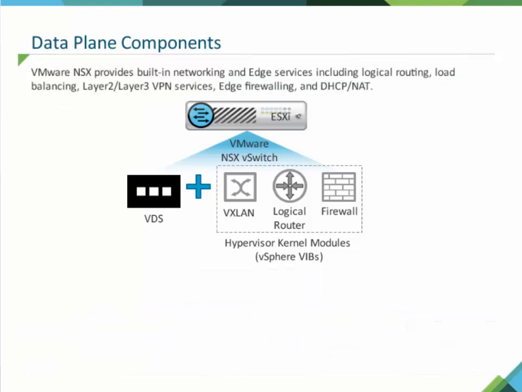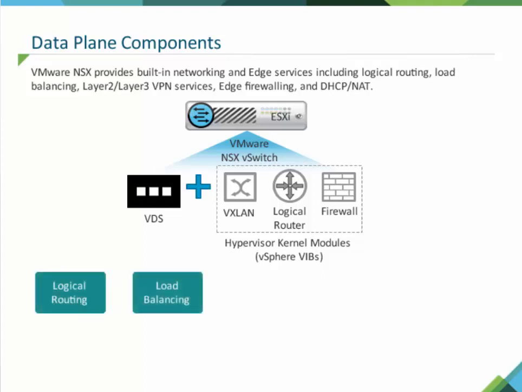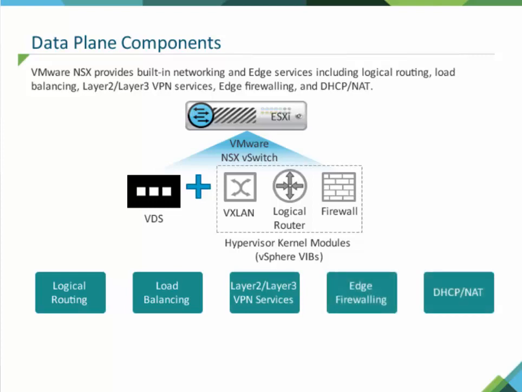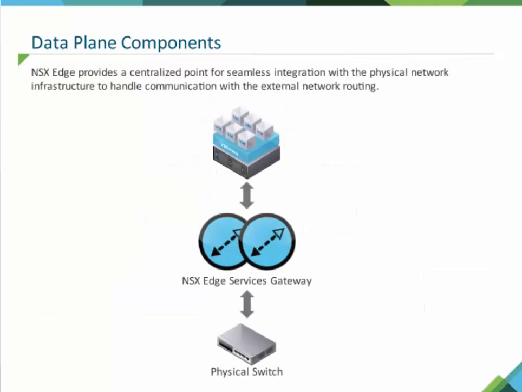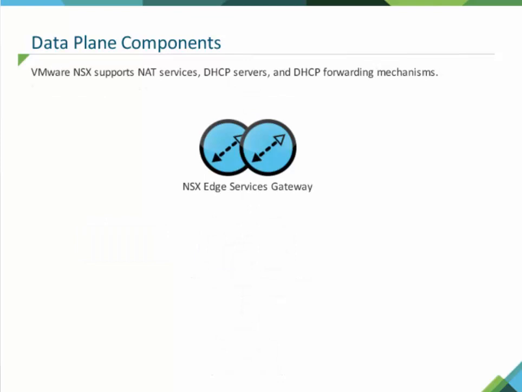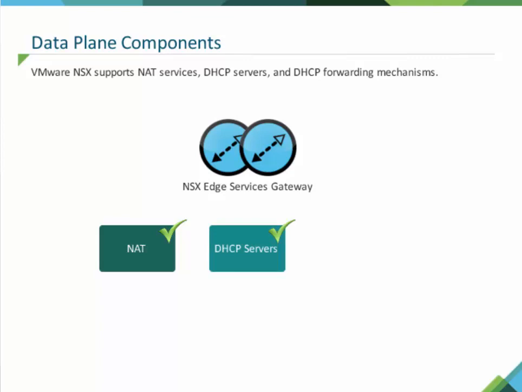VMware NSX provides built-in networking and edge services including logical routing, load balancing, Layer 2 or Layer 3 VPN services, edge firewalling, and DHCP or NAT. NSX Edge provides a centralized point for seamless integration with the physical network infrastructure to handle communication with the external network routing, which is also known as north-south communication. VMware NSX supports network address translation or NAT services, DHCP servers, and DHCP forwarding mechanisms.